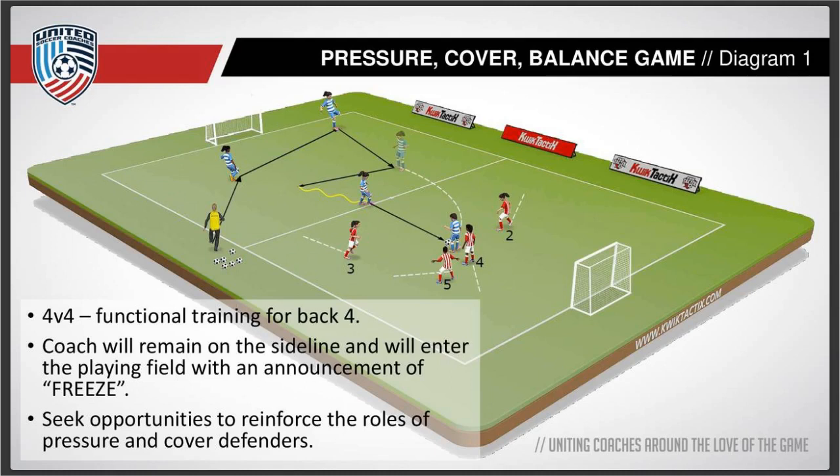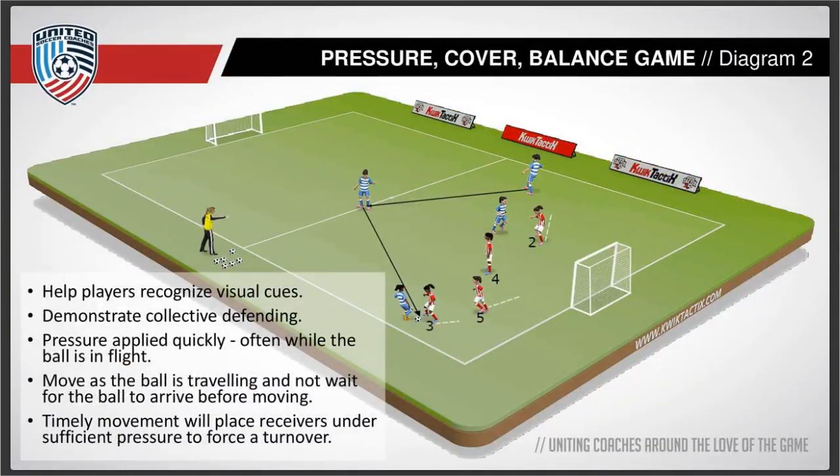And what we're asking the back 4 to do as much as possible is keep number 3 on the left, number 2 on the right, and 4 and 5 central. But if we see that 4 and 5 get dragged up or get dragged out, how do we make corresponding recovery runs to cover the gaps that have been left as we've been potentially pulled apart?